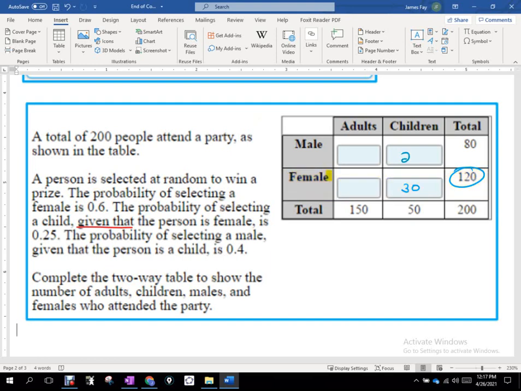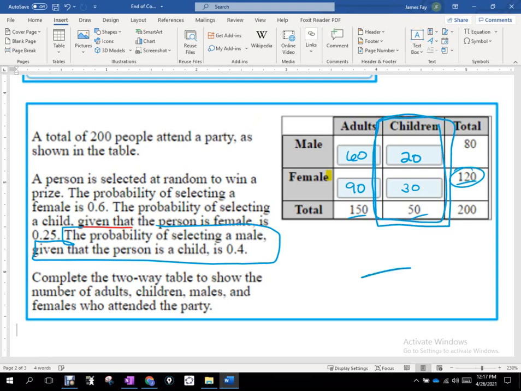if that one's got to be 20, what's this one got to be? 60. You've got to add to 80, right? And what's this one got to be? 90, which adds to 150. 90 plus 30 equals 120. 20 and 30 adds to 50. All right. It says the probability of selecting a male given that the person is a child is 0.4. The reason they give you this is just to check to see if your chart is right. The probability of selecting a male given the person is a child. So you're going to look at this column right there.